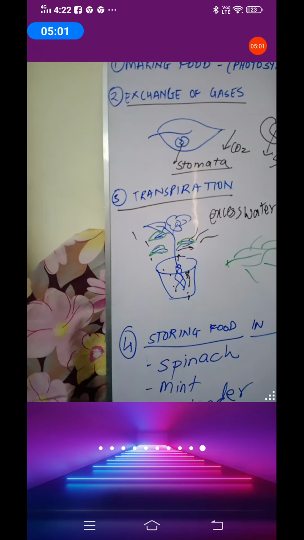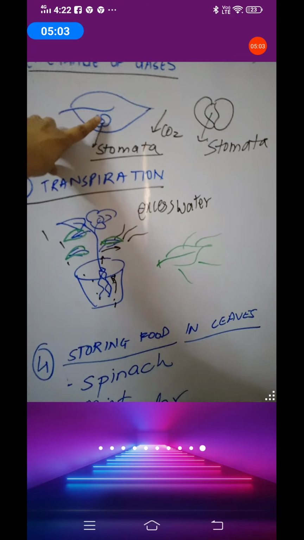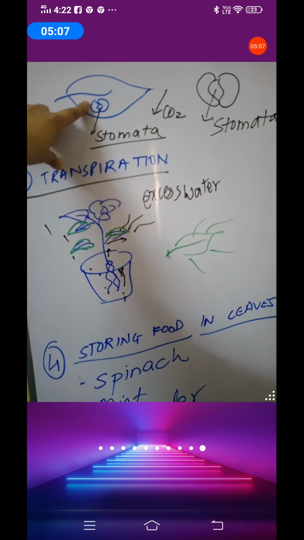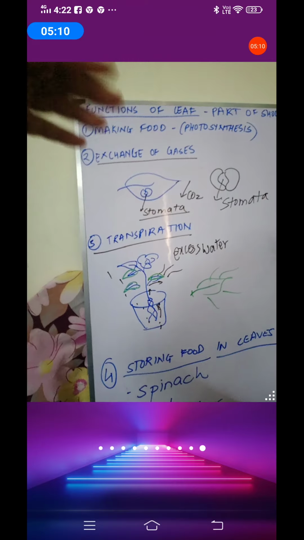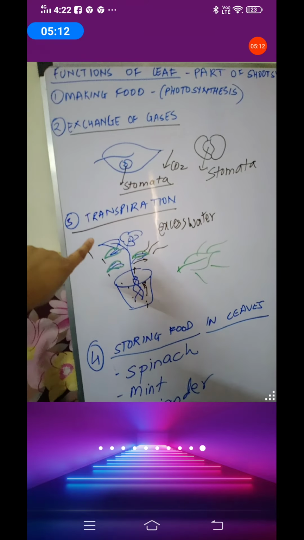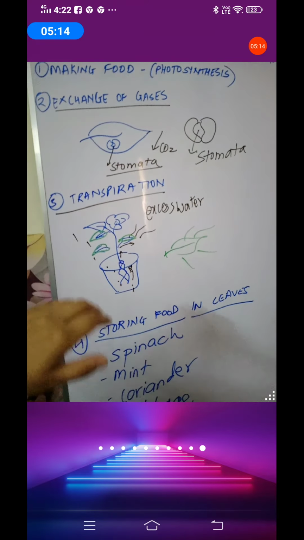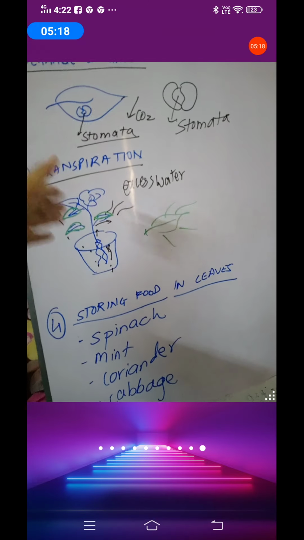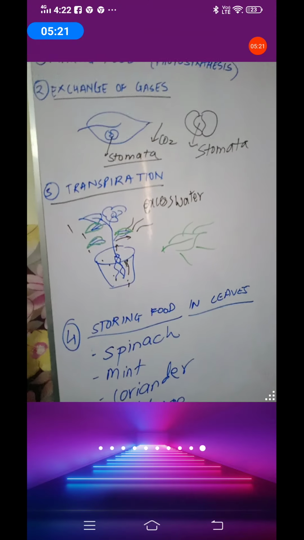Stomata is the small opening on the leaf. See here, through these small pores, exchange of gases is taking place. Then we have transpiration. Transpiration means sweating, excess water and minerals coming out from the leaves.